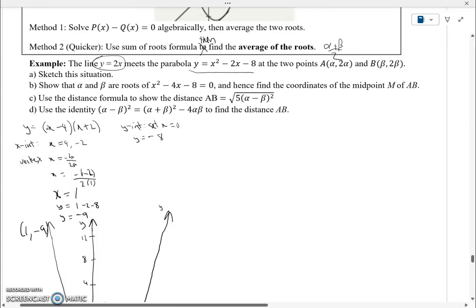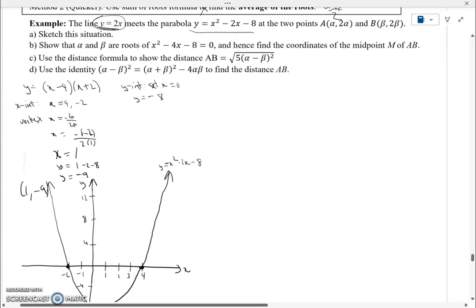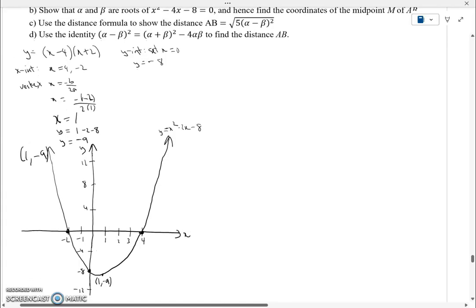I'll label it y equals x squared minus 2x minus 8. The other line is y equals 2x. So when x is 2, y is 4. When x is 4, y is 8. When x is -2, it'll be -4. Okay, got enough points there. Draw a line through.